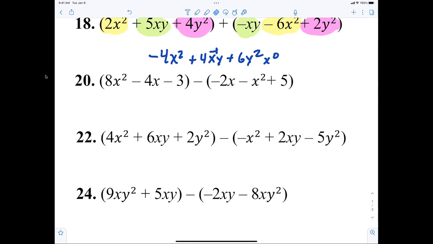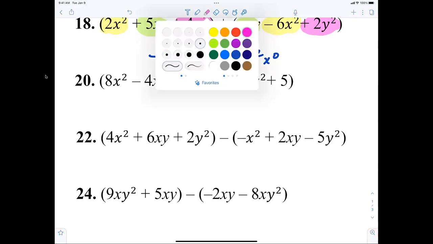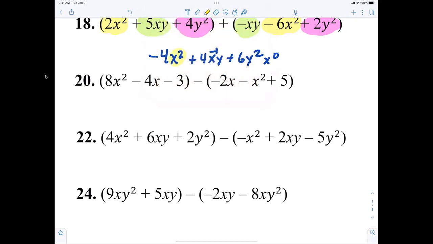The standard form is the largest exponent to the smallest exponent, and we're starting in alphabetical order. So we start with x squared and go down: x squared, x to the first, x to the 0. You understand me? I don't care about that because some of you, that's confusing. Just write the answer and I'll be able to figure it out.